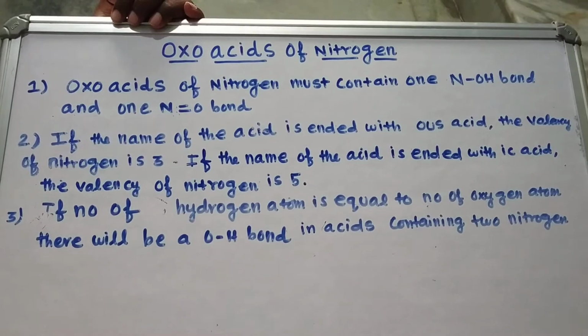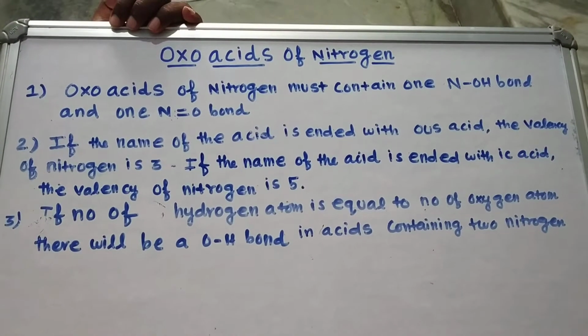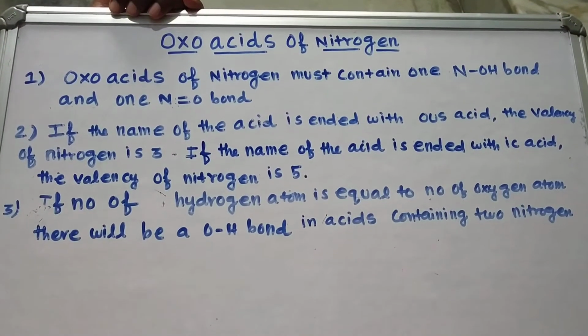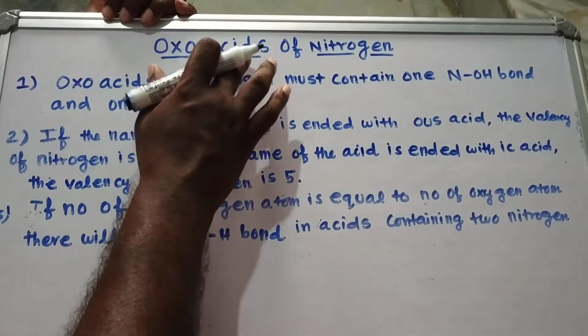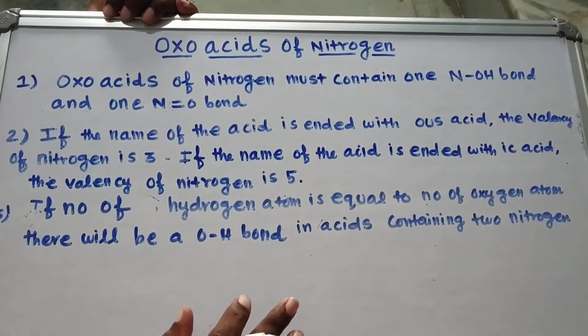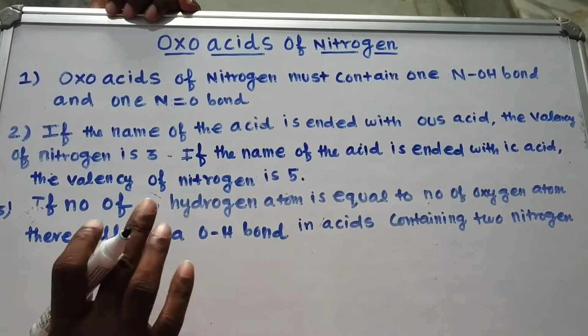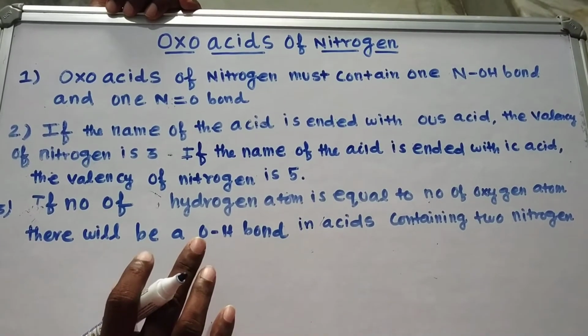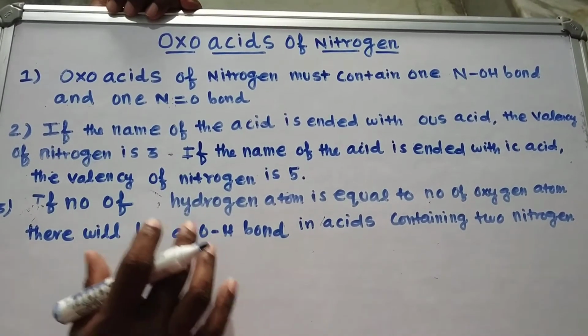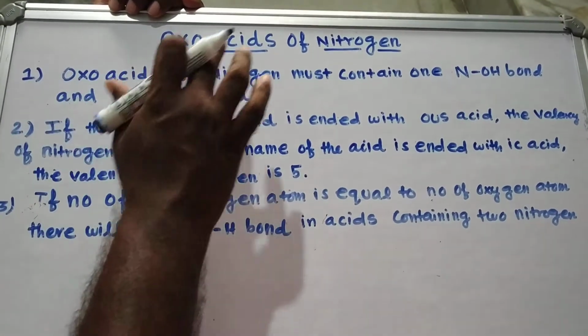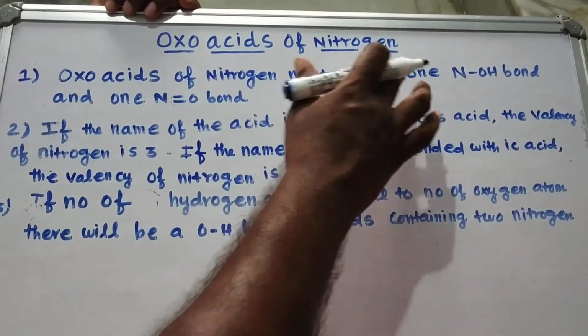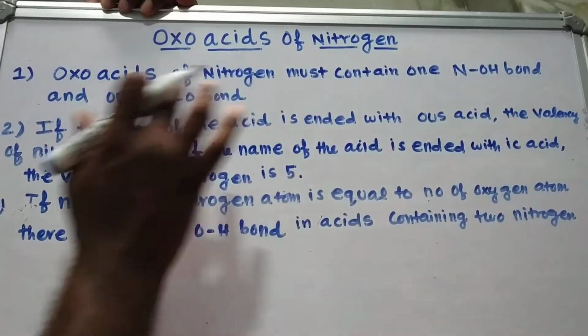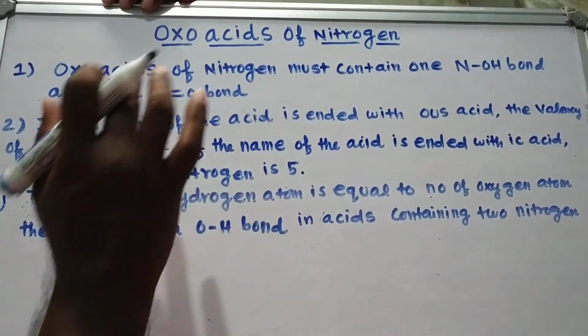Good morning, students. Today we are going to discuss a new topic in chemistry, that is oxoacids of nitrogen. Before drawing the structure of oxoacids of nitrogen, we must remember these points. Oxoacids of nitrogen must contain one N-OH bond and one N double bond O bond.